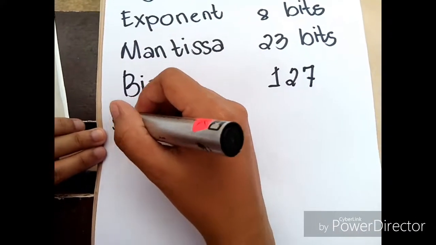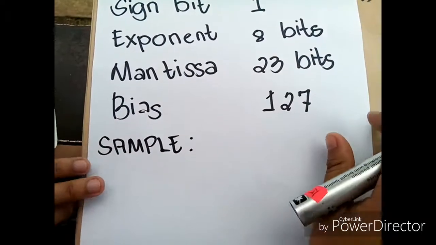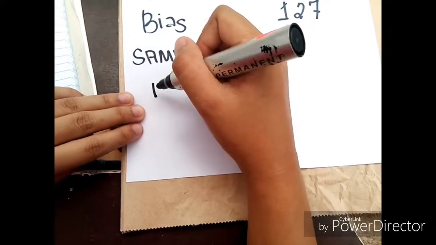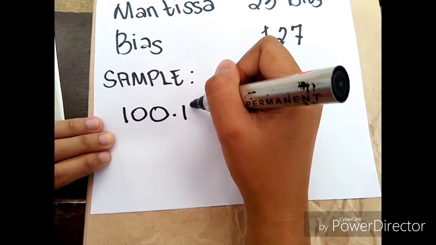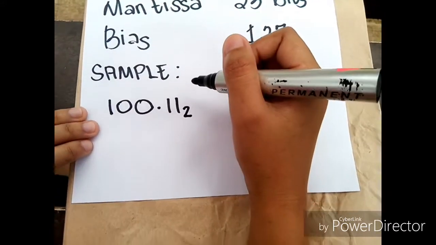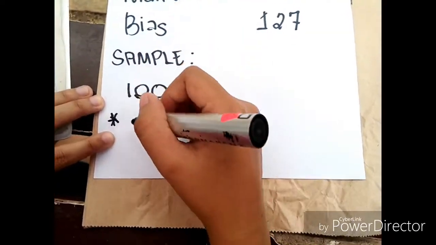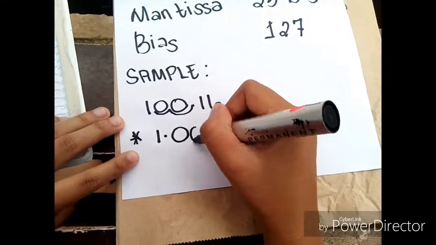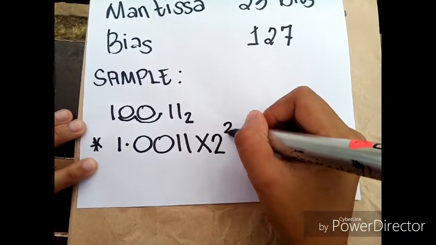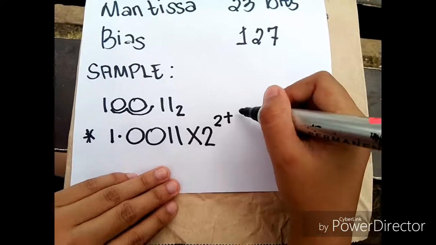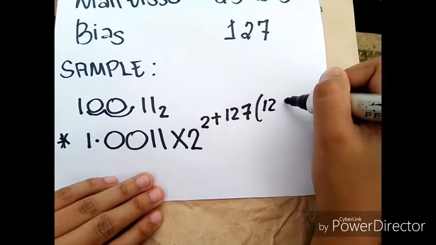Let's give a sample here. The sample will be 1, 0, 0.11 base 2. So let's change this into scientific notation. This would become 1.0011 times 2 to the power of how many moves, plus 127, so that would become 129.